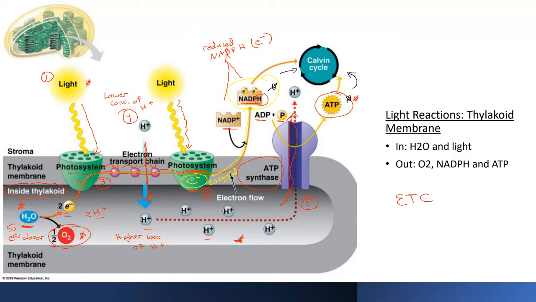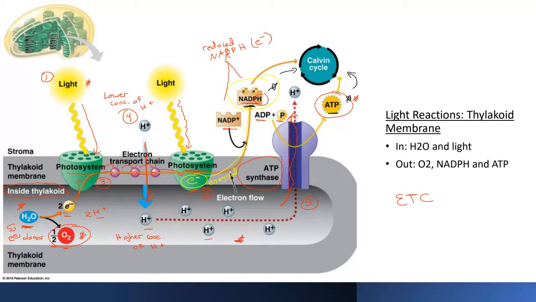NADPH is going to be carrying the electrons, the high energy electrons, so we can put them in, so we can make this glucose molecule. ATP is going to be used as energy source to make the glucose molecule. So far, so good. We still don't see any carbon dioxide. That's going to happen in the Calvin cycle. But the products of the light-dependent reactions are NADPH and ATP.